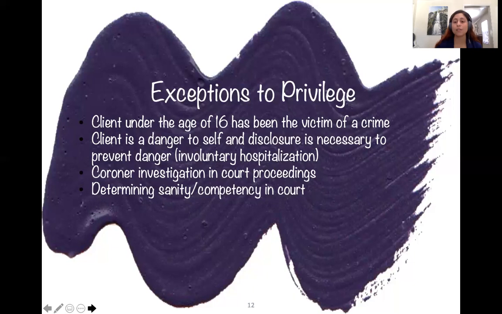If a client is a danger to self and disclosure is necessary, so this is specifically about involuntary hospitalization, okay? If you have reasonable cause to believe that a client's an imminent risk to themselves and they are refusing voluntary treatment, you may need to seek out a way to have them hospitalized involuntarily, and this would be an exception to privilege. You're allowed to provide the information necessary to legally make this happen. A coroner investigation in court proceedings is an exception to privilege. They may require your records. And then if you have been appointed by the court to determine sanity or competency, then this report is obviously not privileged information. So kind of complex. Your textbook gets into all of these a lot more. This is just a general overview.